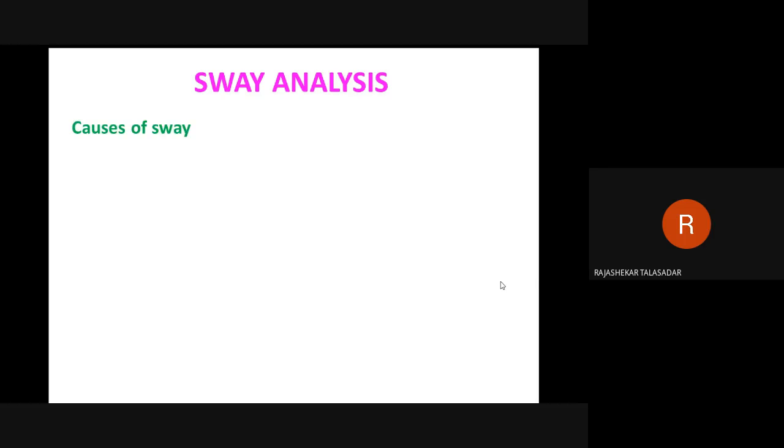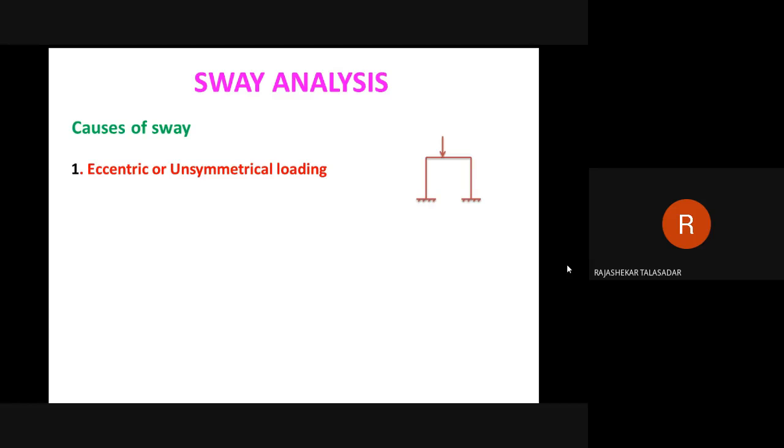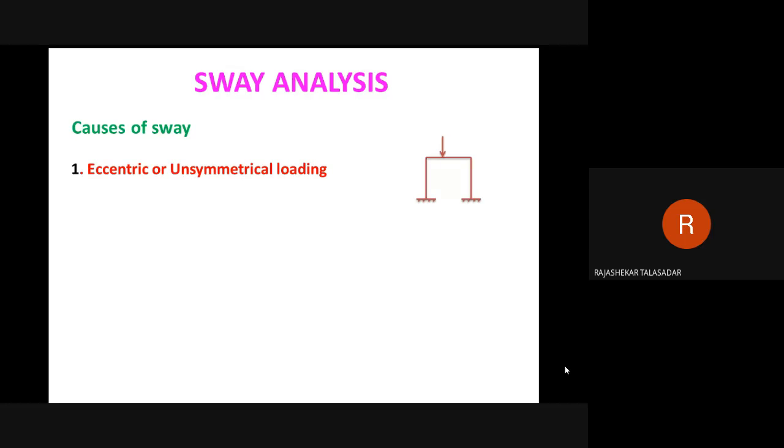Okay. Now first let me see what are the causes of sway. The first three portal frames I showed you were symmetric with respect to end conditions and with respect to loading, so there was no sway at all. Now what is the reason for sway? Look at this. First condition: eccentric or unsymmetrical loading. Means if you take a point load and the load is not at the center, then lateral movement of the frame takes place.